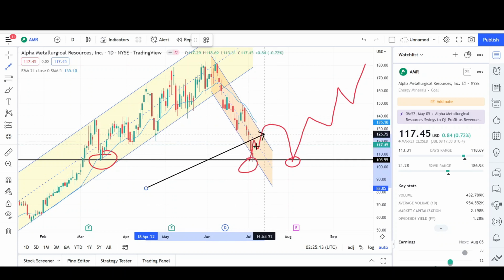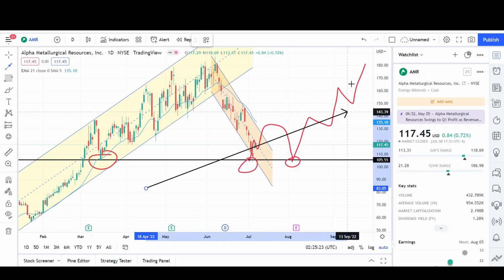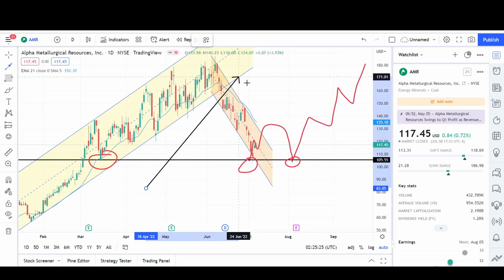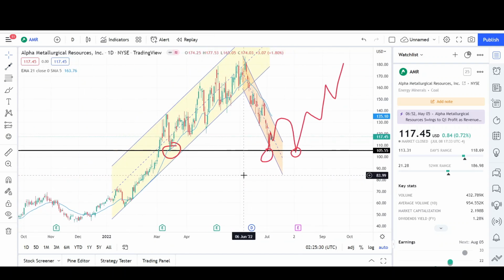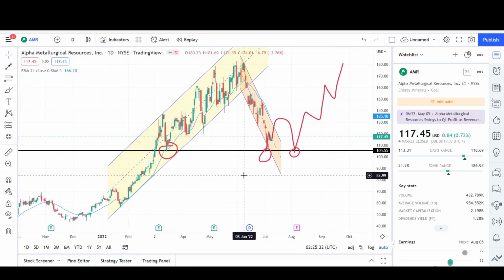And it's probably going to end when we play out this type of pattern right here, where we have a breakout of this orange channel, then a retest of the previous low. If we find some type of support, which we probably will, we're going to continue higher back up to the all-time highs and probably even exceed it. So that's the pattern I'm seeing playing out for AMR.